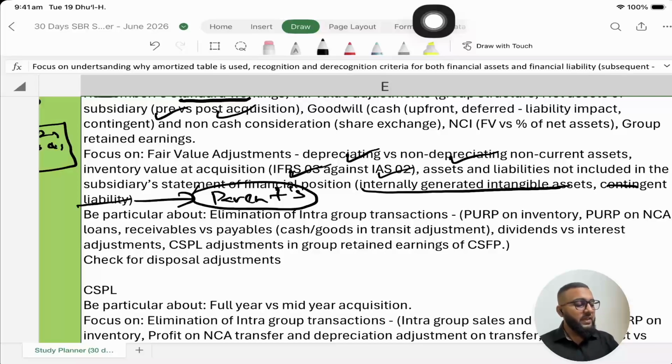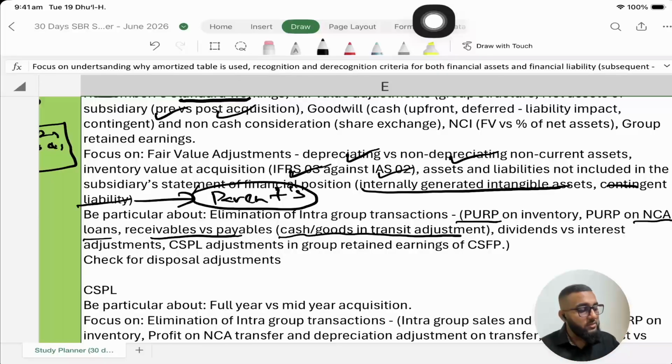Okay. So be particular about elimination of intragroup transactions. So what are the eliminations? The provision of unrealized profits on inventory, on non-current assets, loans, receivables versus payables. So these are inter-company transactions, intra-group transactions. Okay.